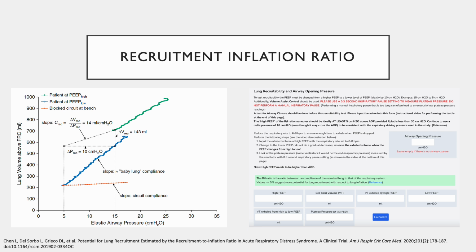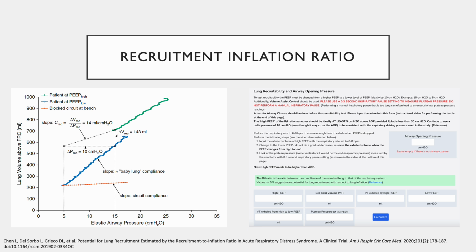The recruitment inflation ratio is a fairly recent method developed by Laurent Bouchard and Lu Chen that provides a bedside method to assess recruitability on volumetric grounds using the ventilator. Essentially, a patient is transitioned from being ventilated at a higher PEEP of 15 cm water to a lower PEEP of 5 cm water, during which the increase in expired tidal volume is compared to the volume predicted by compliance at a low PEEP, wherein the difference is estimated to be the recruited volume.